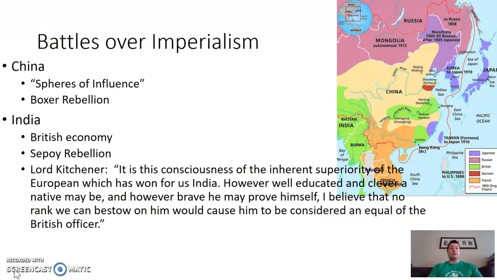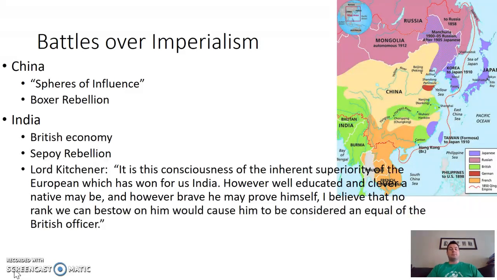Make sure you take a peek at some of the information there on the Boxer Rebellion in your textbook. In India, again, when Great Britain loses the Americas as colonies, or the 13 colonies in what would become the United States of America, they lose a lot of economic power. They lose it, especially from a raw material standpoint. So they need to go somewhere else to find it. That somewhere else is going to end up being India.